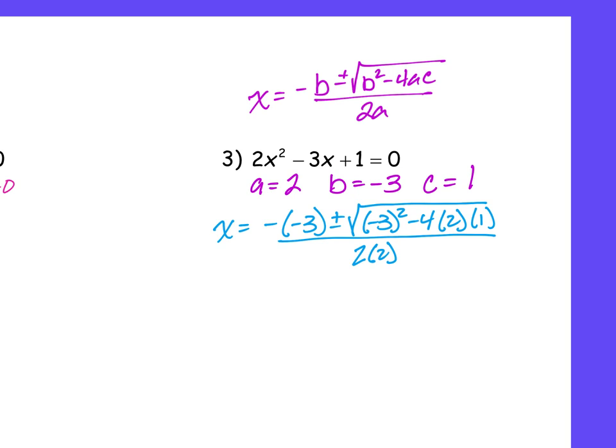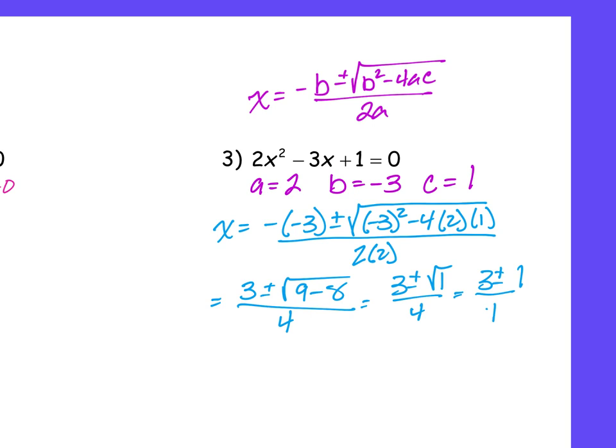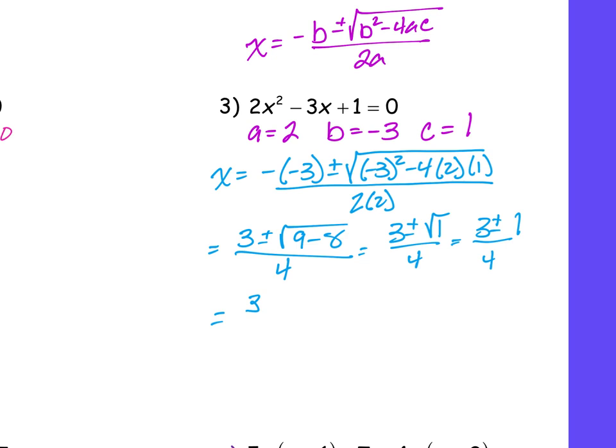Minus negative 3 is 3, plus or minus the square root of 9 minus 8, all divided by 4. So that's 3 plus or minus the square root of 1, over 4. What's the square root of 1? 1, beautiful, all over 4. So that gives me two answers: 3 plus 1 divided by 4, and 3 minus 1 divided by 4, which equals 1 and 1 half. There's your answer.